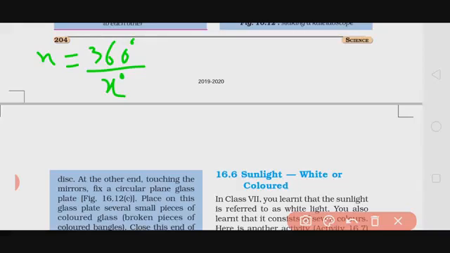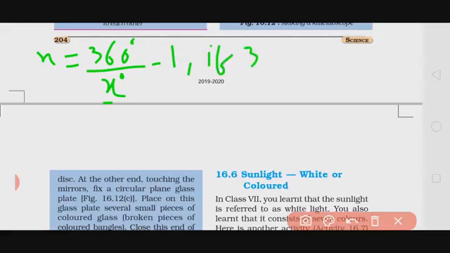When the object is placed between two plane mirrors inclined at an angle x degrees, and this is that angle. For example, here in the image the angle is 90 degrees. So the number of images formed will be n is equal to 360 divided by 90 degrees. In place of x, we replace 90 degrees. So n is equal to 360 divided by x degrees minus 1. You have to subtract 1. When?